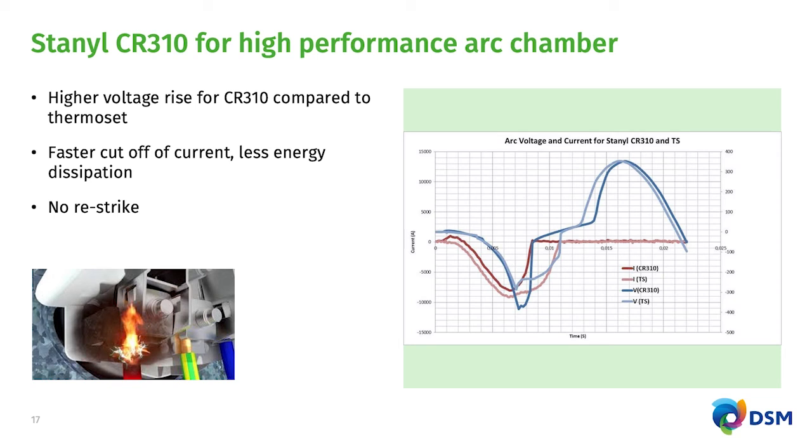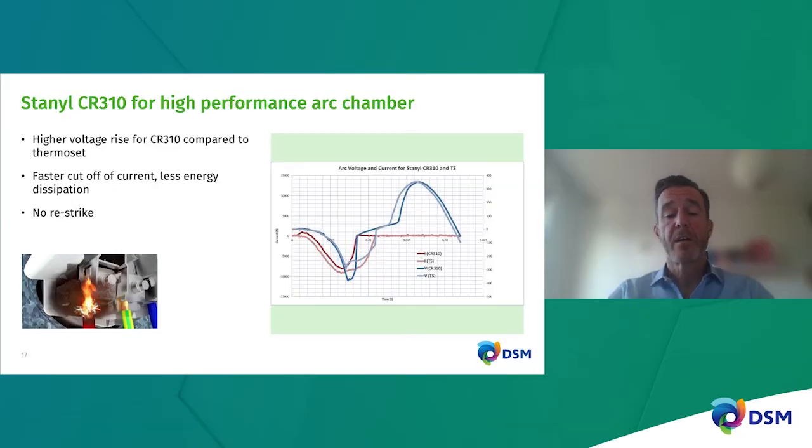In arc quenching, it is important that the voltage is driven up as high as possible, because the higher the voltage, the easier it will be to cut the arc. As you can see, the dark blue line goes much higher than the light blue line. So there's a much better voltage rise, which will make the arc cutting much easier.